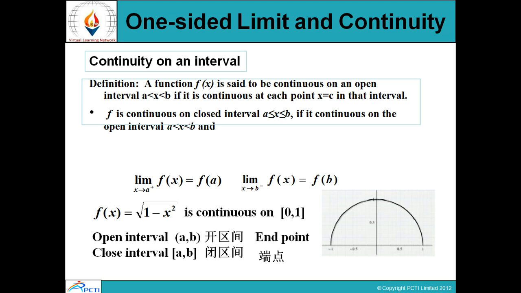A function f(x) is said to be continuous on an open interval a less than x less than b if it is continuous at each point x equal to c in that interval. f is continuous on a closed interval a less than or equal to x less than or equal to b if it is continuous on the open interval a less than x less than b, and the limit as x tends to a from the right of f(x) equals f(a), and the limit as x tends to b from the left of f(x) equals f(b). So the function f(x) equal to root of 1 minus x square is continuous on the closed interval from 0 to 1, with open interval a and b, and end points included in the closed interval.